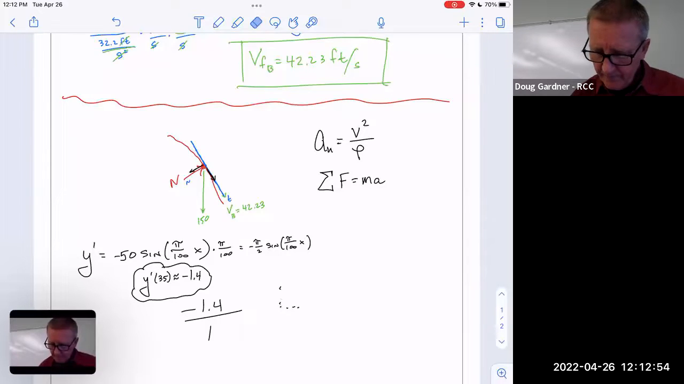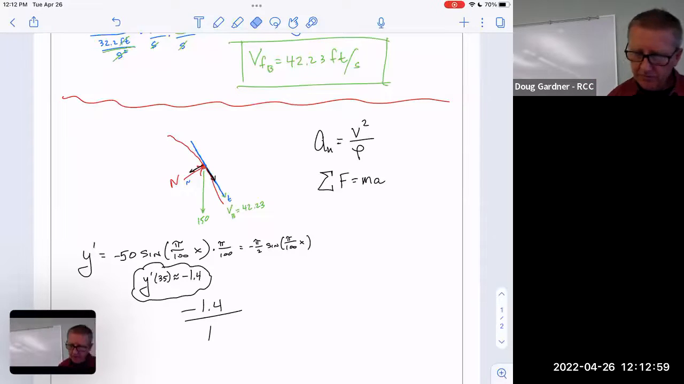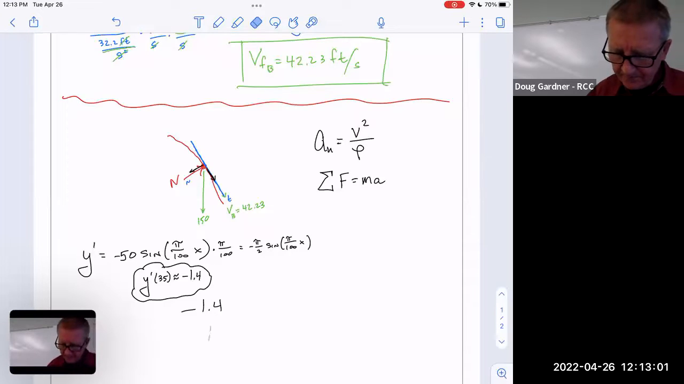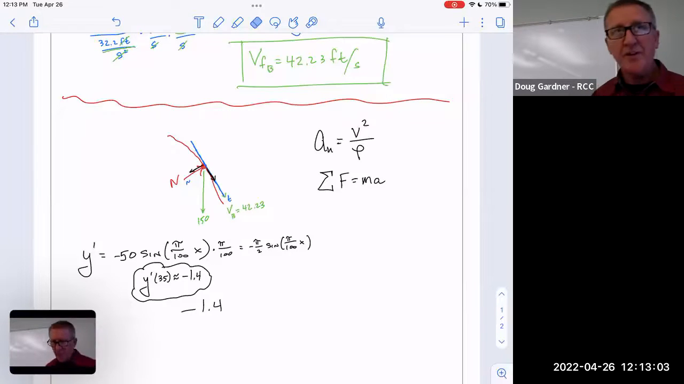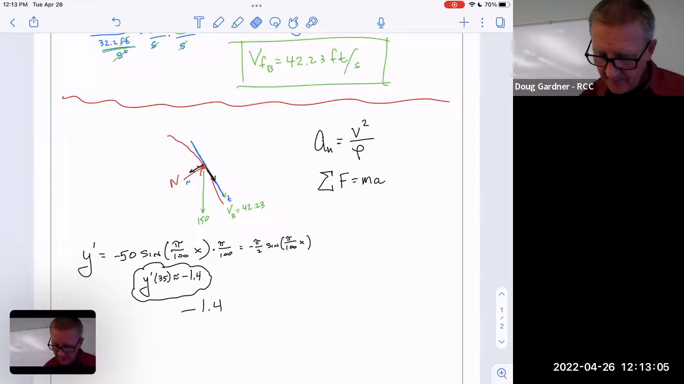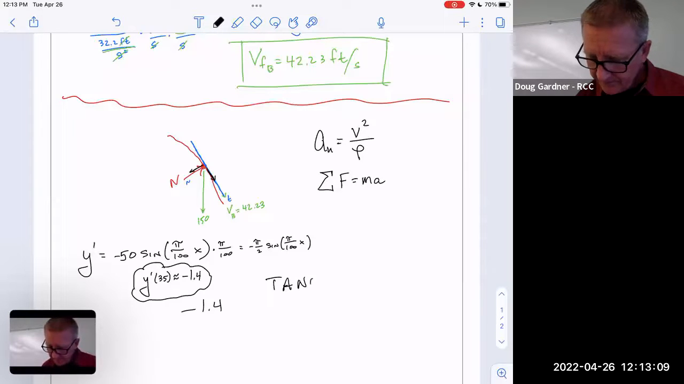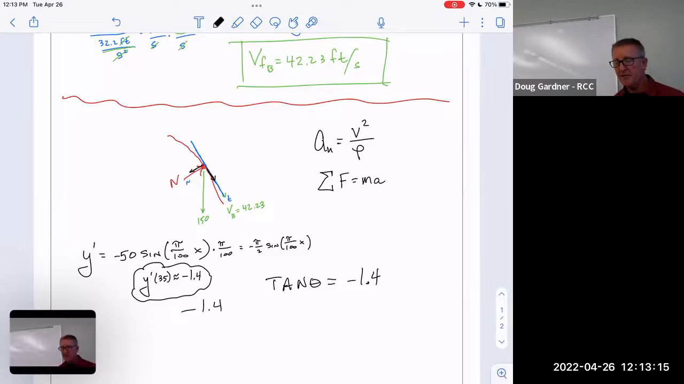Wouldn't we have to have it in degrees? Right? That's right. And so since slope is rise over run, the tangent of theta would be rise over run. So if I wanted the angle, I could say inverse tangent of negative 1.4.